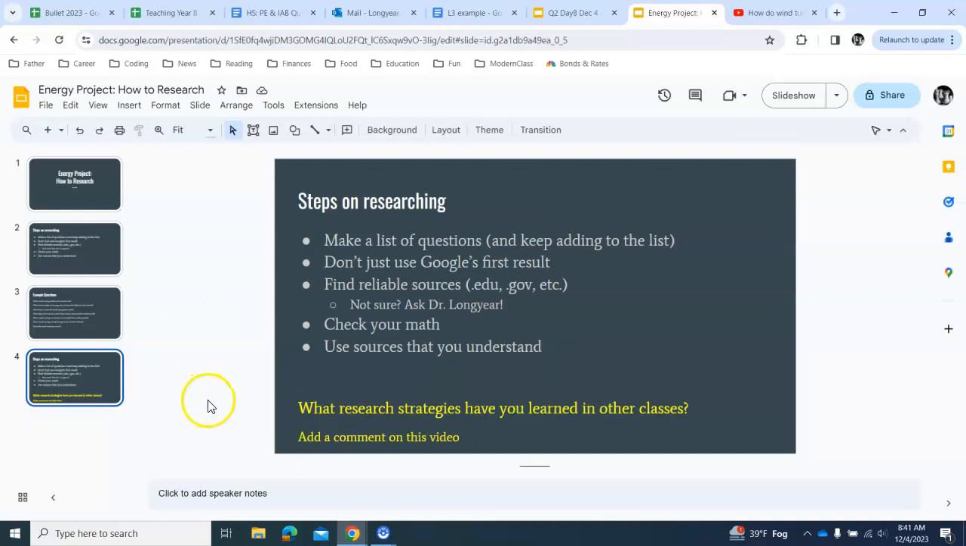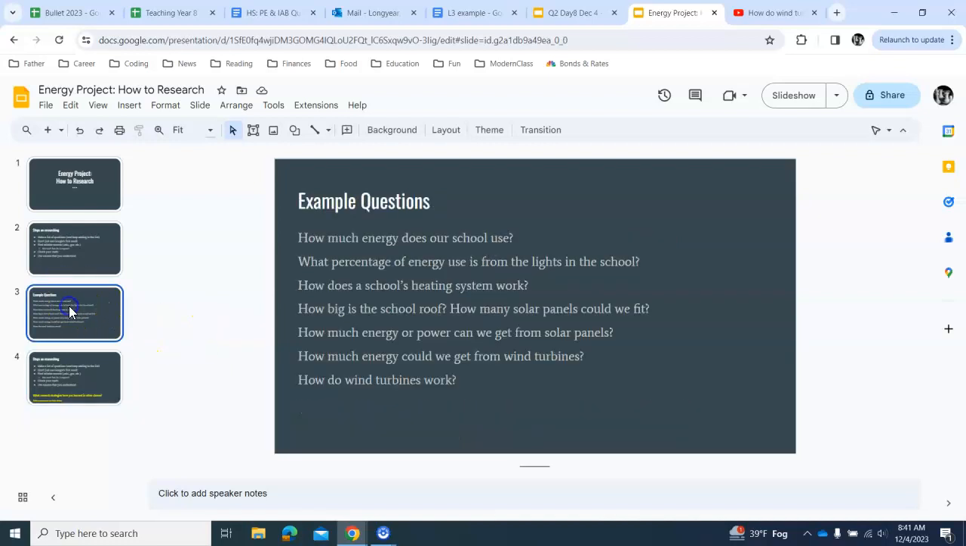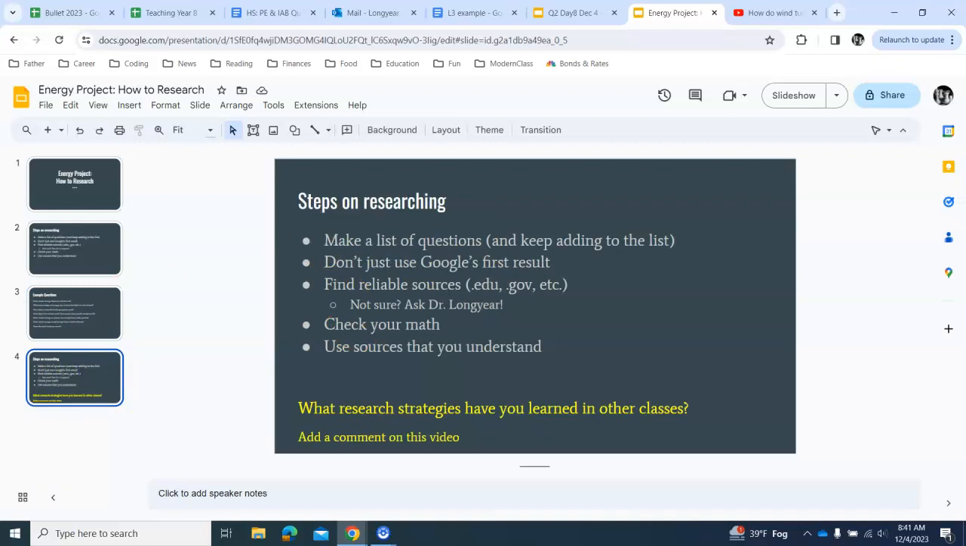Anyways, I hope this was helpful. If you need help with research, let me know. I can help you while you're in class. I think it's a really important step to make your list of questions. Make sure you know exactly what you're trying to find, and then go out and try to find it using Google or other sources. All right, I'll see you in class.